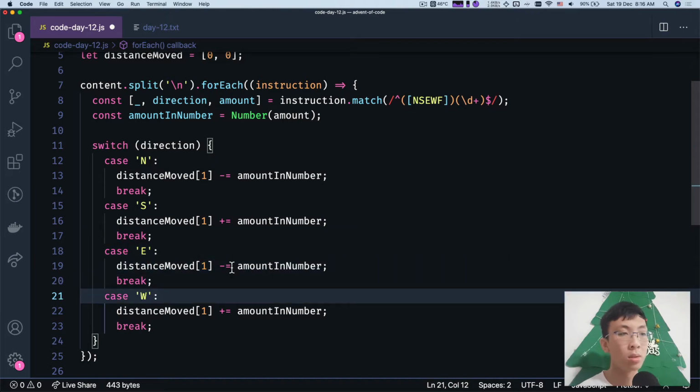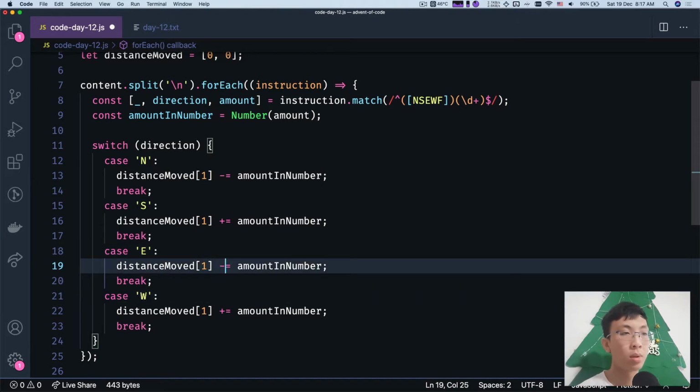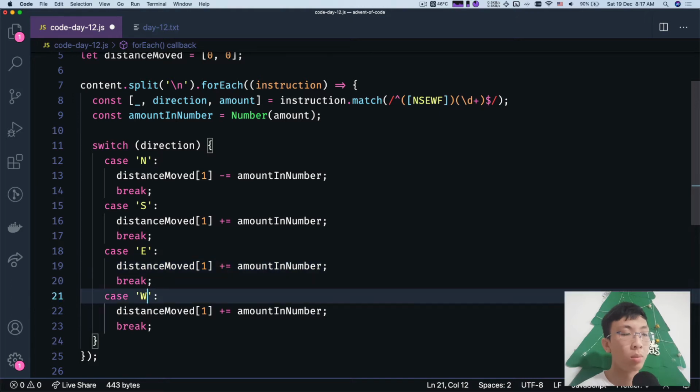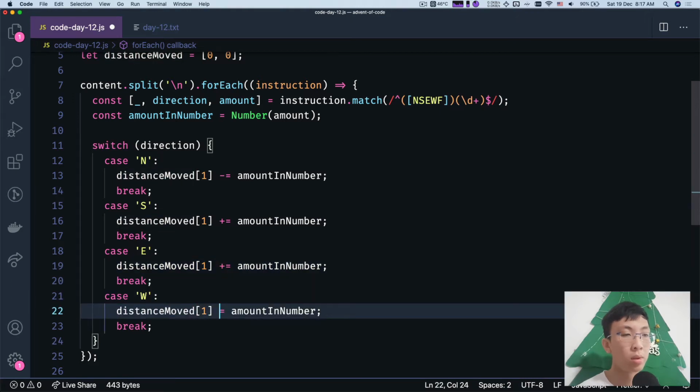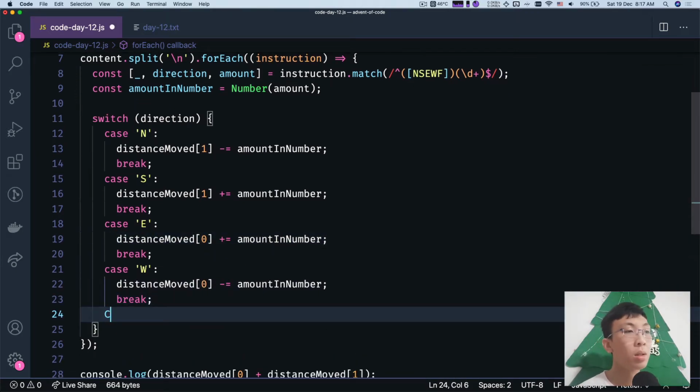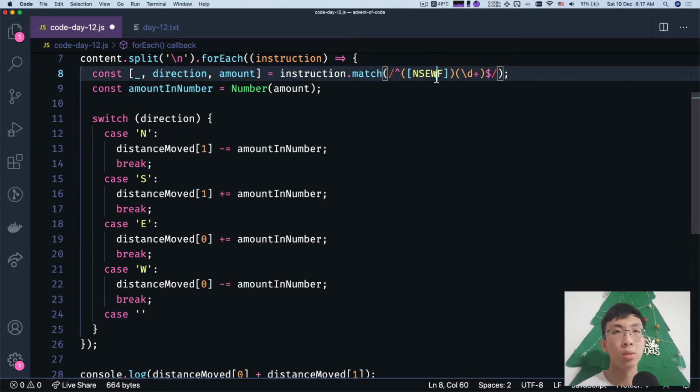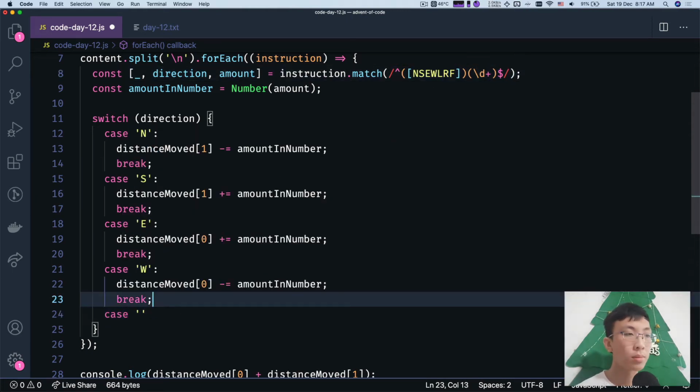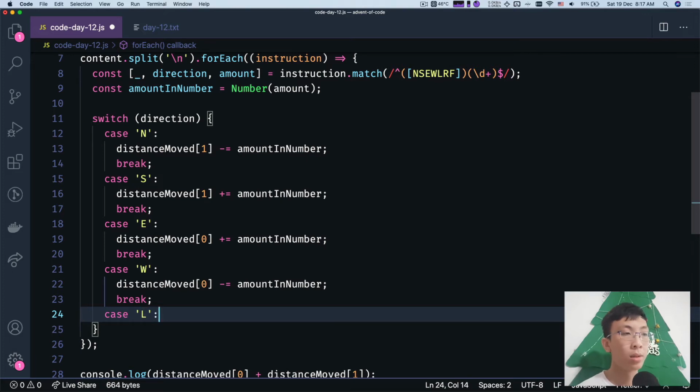So east is positive, west is negative, and we're adding it to the x-axis. Now, there's a left and right, right? So left, right, left.